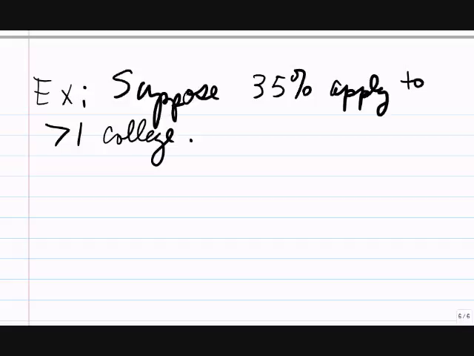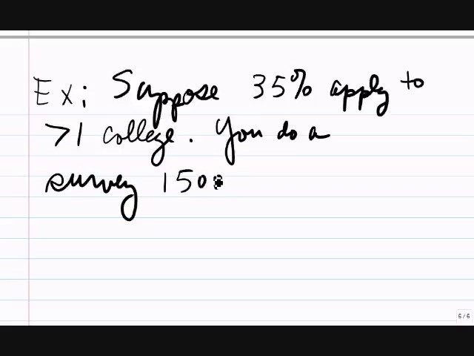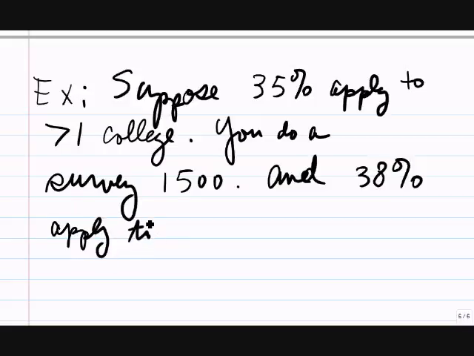Okay, you do a survey. You don't believe this, so you do a random survey, not just Aragon. You do a random survey of 1,500 seniors. And you get a higher number. You get 38% in your survey who apply to more than one college. You go and ask a bunch of people, how many colleges do you apply to?